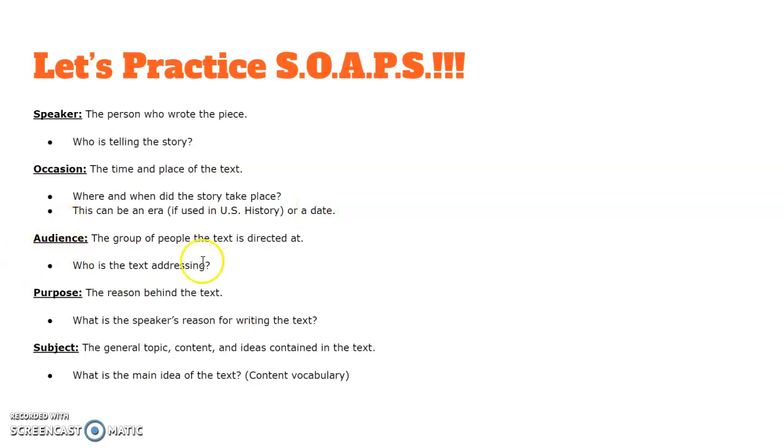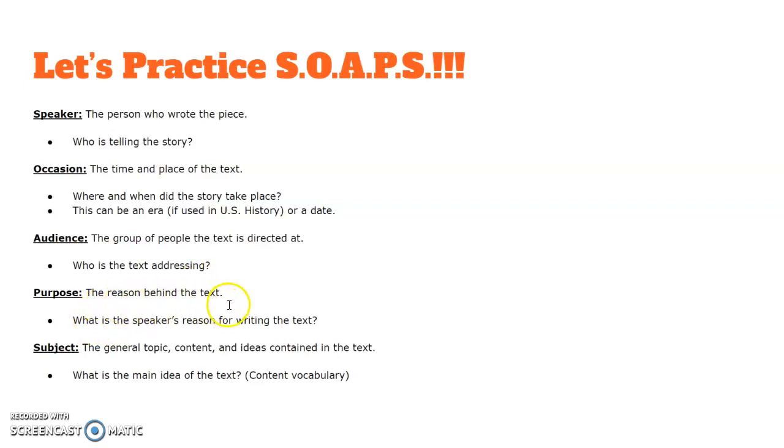Audience, A. Okay, this is the group of people that the text is directed at. So who is the text addressing? Now, there's a couple of things here. One of those things that it's not necessarily a cheat, but it's something that's helpful, is oftentimes you can look at an academic audience for the majority of these. However, there are going to be some texts that we read that are addressing a specific audience, and it's your job to make sure that you're able to identify that.